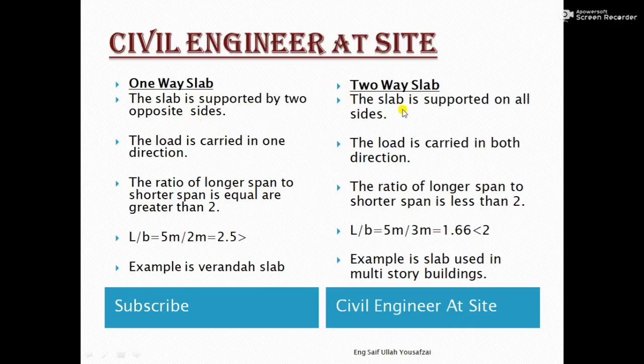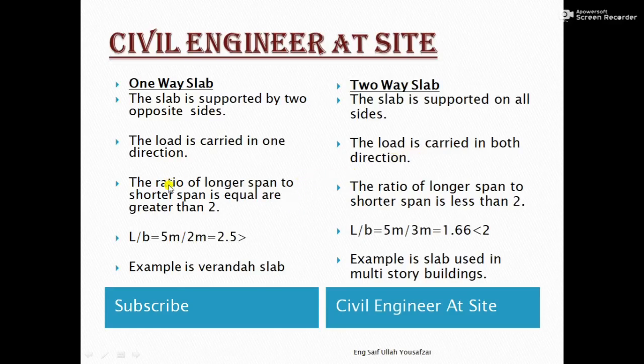And the two-way slab is supported on all sides. The second one is how the load is carried. In a one-way slab there are two supports, so the load is carried in one direction. In a two-way slab there are four supports, because of that the load is carried in both directions.